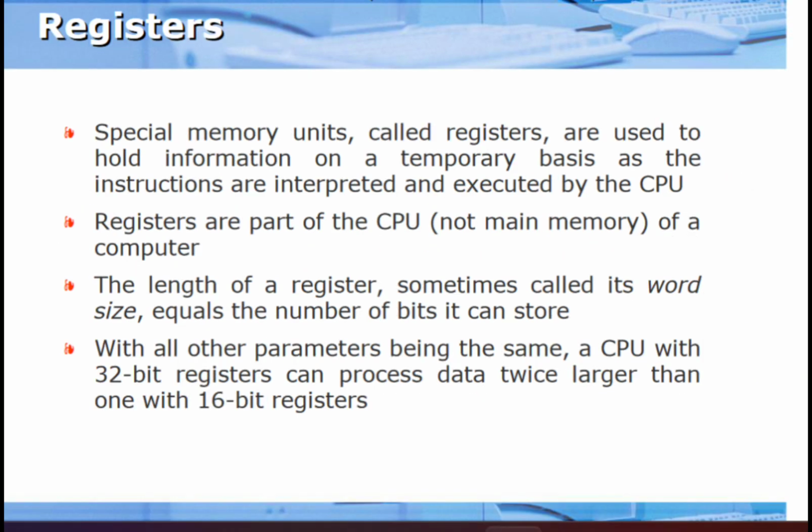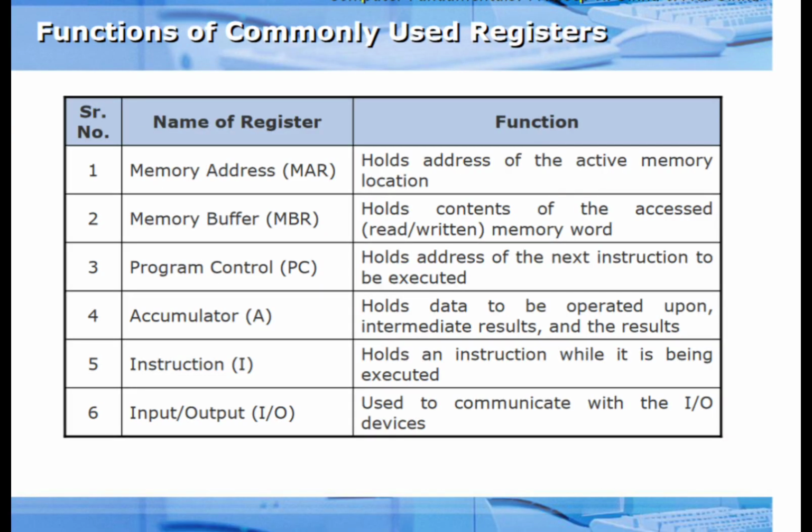What are registers? Special memory units, called registers, are used to hold information on a temporary basis as the instructions are interpreted and executed by the CPU. Registers are part of the CPU, not main memory of a computer. The length of a register, sometimes called its word size, equals the number of bits it can store. With all other parameters being the same, a CPU with 32-bit registers can process data twice larger than one with 16-bit registers.